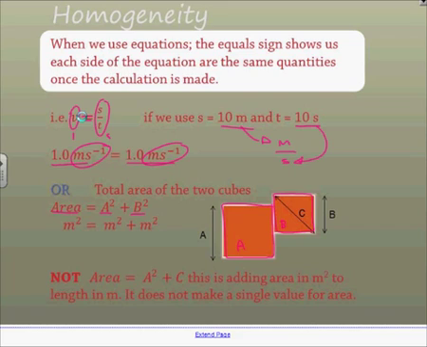If you look at the units of these, area is measured in meters squared, or it could be centimeters squared or millimeters squared. Then A has the same unit, and B also has the same unit. So we can say that this equation works.